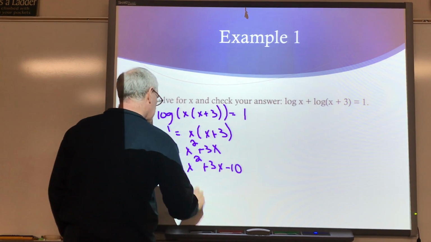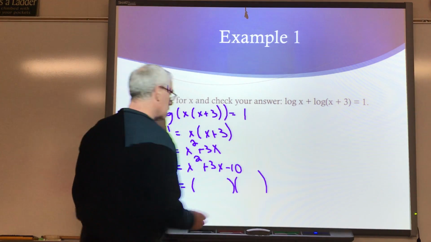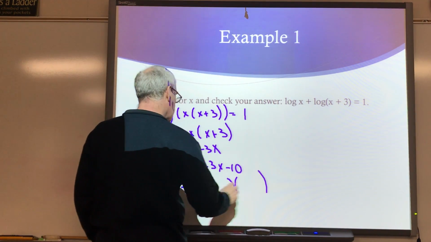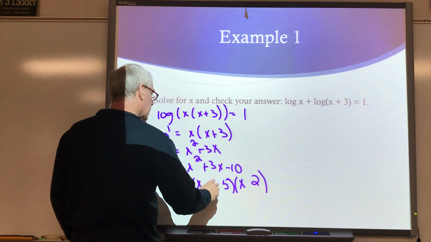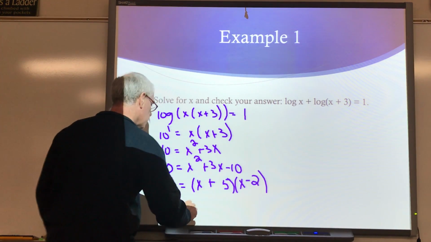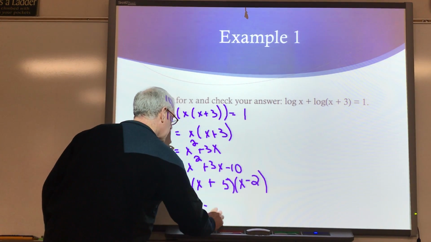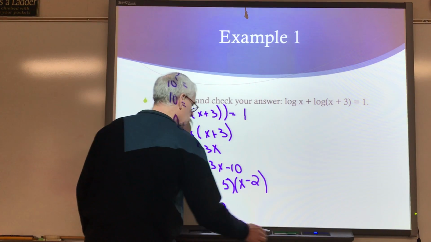Okay, I believe I can factor this. So what numbers multiply to 10 and subtract to 3? Of course, 5 and 2. Okay, I need a positive 3, so we'll go positive 5, negative 2. So at least initially, I think x could be negative 5 or 2.